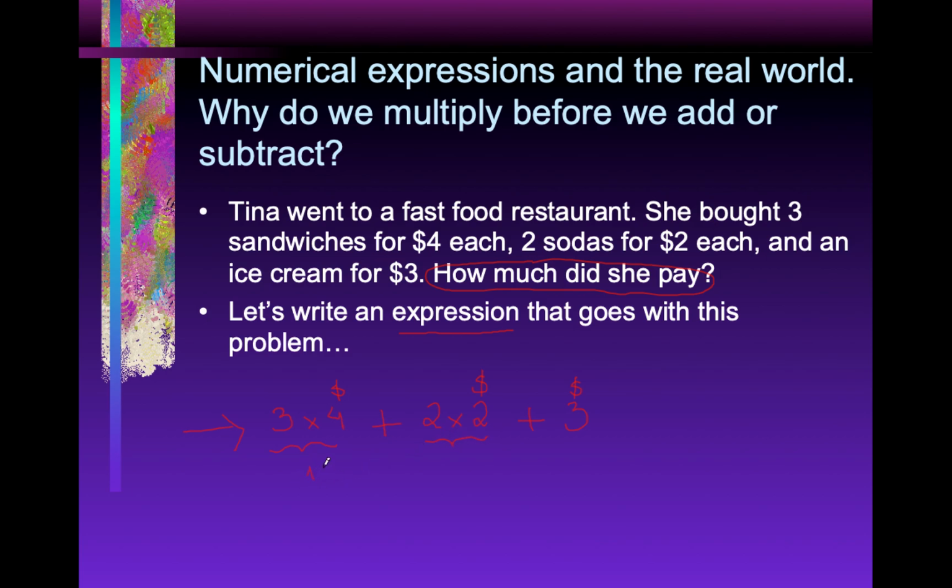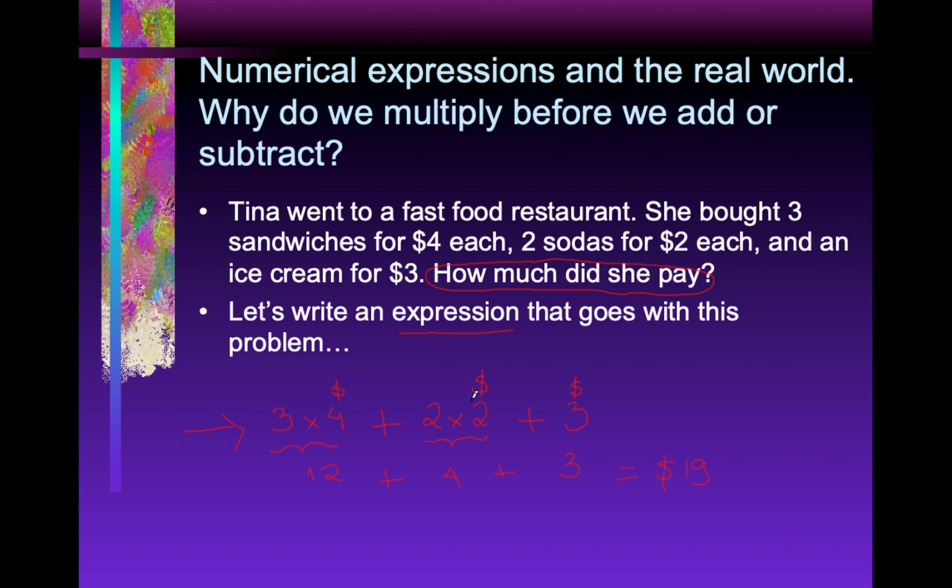Well, she paid $12 for the sandwiches. She paid $4 here for the sodas and $3 here for the ice cream. And then we add to find the total that she paid. 12 plus 4 is 16 plus 3, she paid a total of $19. So just to show you with a couple of real-world problems that it does make sense to do the multiplication before we add to find the total. We unpack first, and then we find the addition, okay, and the sum.